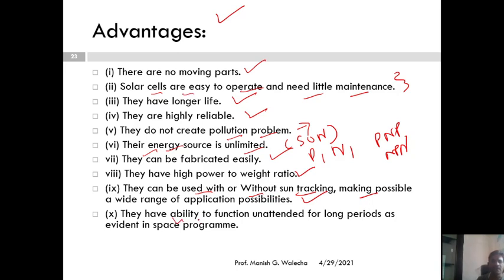They have the ability to function unattended for a long period, as evident in the space program. Whenever space shuttles or satellites are launched, photovoltaic cells are attached to the satellites to generate power and supply it to the satellites or spacecraft. So this is one of the applications or advantages of photovoltaic cells.